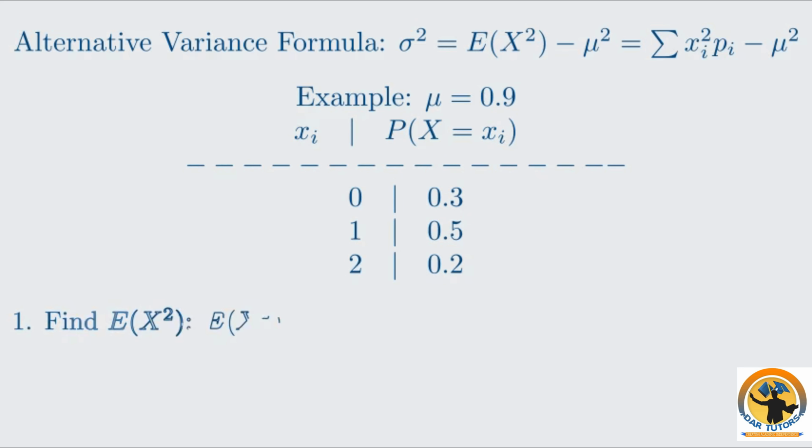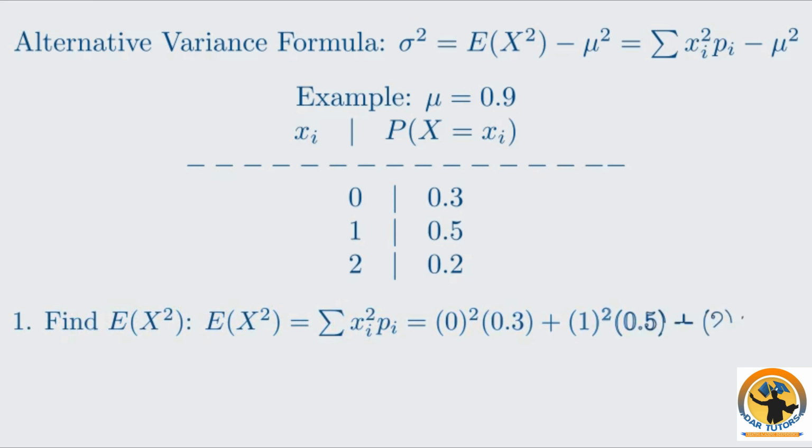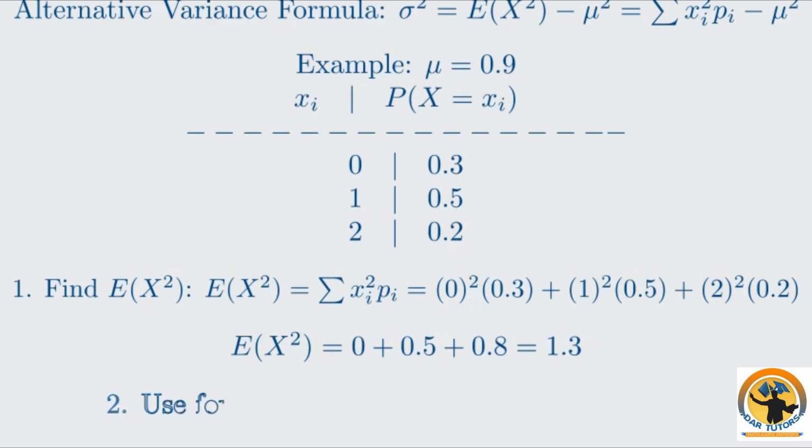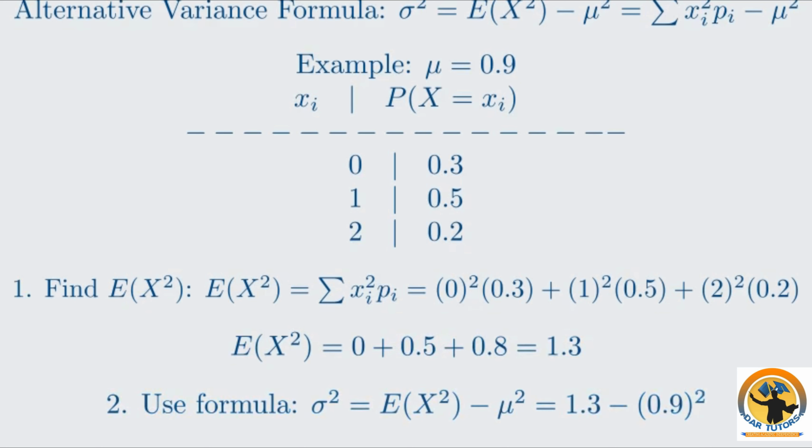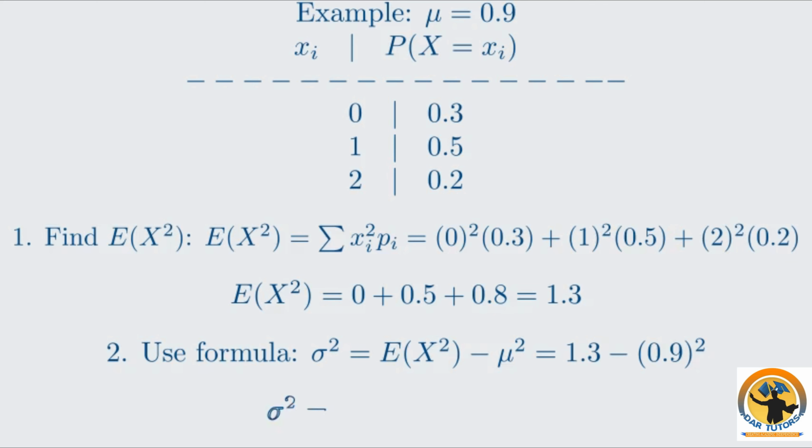We take the square of each x_i, multiply by its p_i, and sum them up. This is 0 squared times 0.3 plus 1 squared times 0.5 plus 2 squared times 0.2. This calculation gives us 0 plus 0.5 plus 0.8, which equals 1.3. Now we can use the alternative formula for variance. Sigma squared is E(X squared) minus mu squared. That's 1.3 minus our mean of 0.9 squared. So we have 1.3 minus 0.81, which equals 0.49.